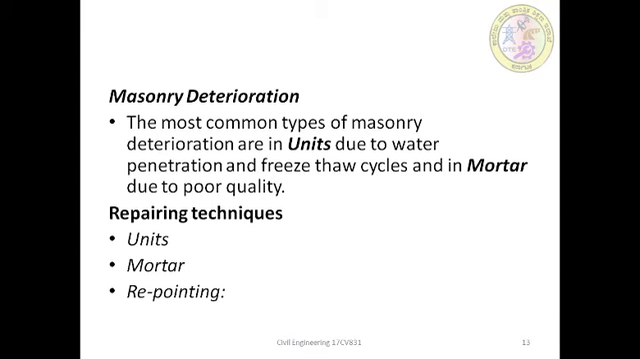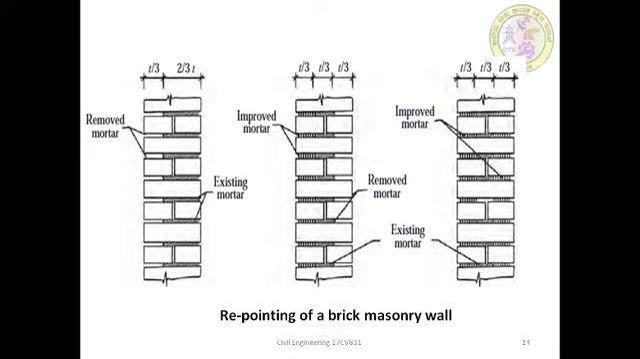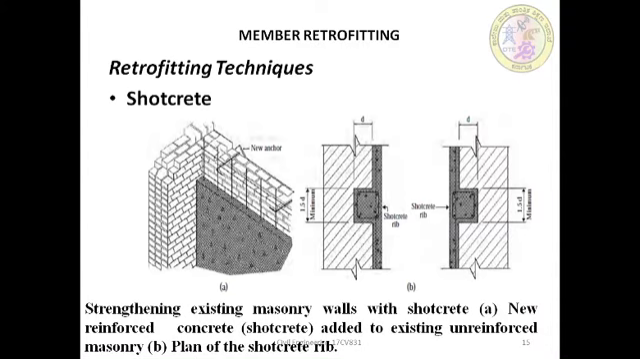The joints are then repointed with the cement mortar. Then after sufficient strength of the mortar is attained, the procedure of repointing is repeated on either side of the wall. So this figure shows how the various repointing steps are to be carried out. The different figures themselves indicate how this procedure of repointing in brick masonry is to be carried out. Then next one is the member retrofitting.